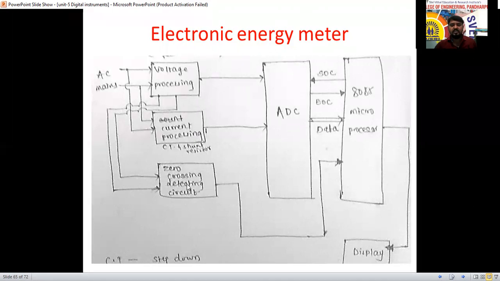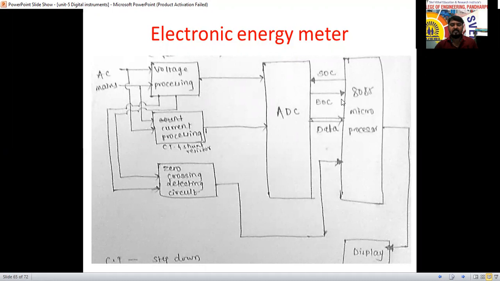If it has crossed zero, then it directly goes to the 8051 microprocessor chip. This voltage processing is given to the analog to digital conversion, and current processing is also given to the analog to digital processing here. The analog signal is converted into digital, and the 8051 microcontroller chip is considered here.